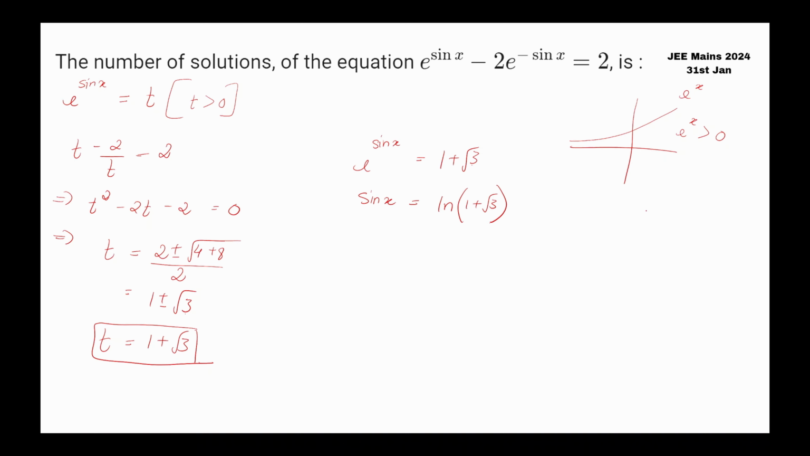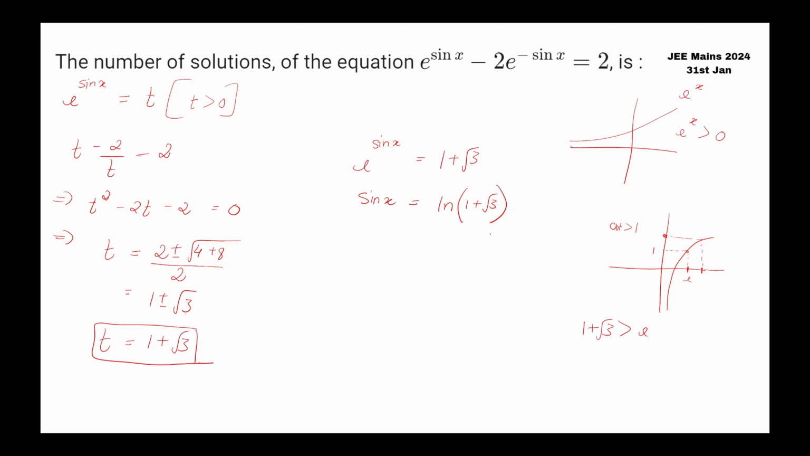Now if you know a little bit about logarithmic graphs, which look like this, with base e, what is the value that I generally get at e? I get 1, right? And e is generally 2 point something. Here I'm getting 1 plus root 3, that means the value would be 2.73. So 1 plus root 3 is greater than e. That means my value is somewhere here, and the output would always be greater than 1.